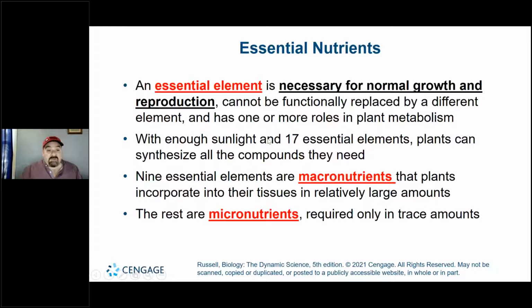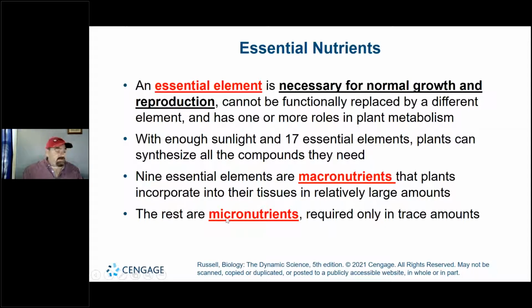Okay? So with enough sunlight and 17 essential elements, plants can synthesize all the compounds they need. And so we're going to look at macro and micronutrients. Okay, so the macronutrients, 9, right, incorporate into the tissues in relatively large amounts.